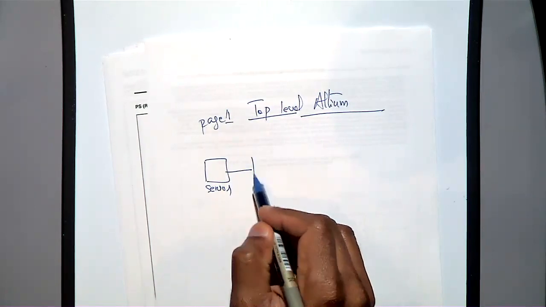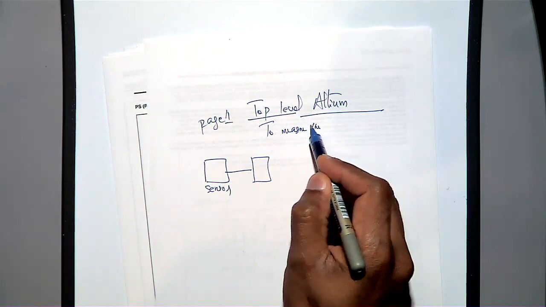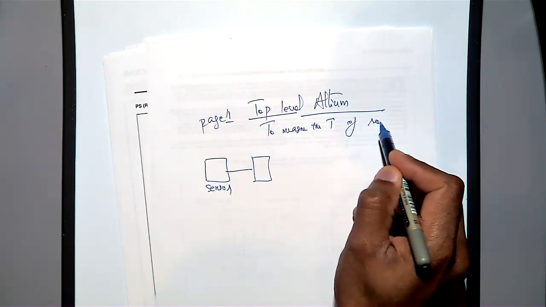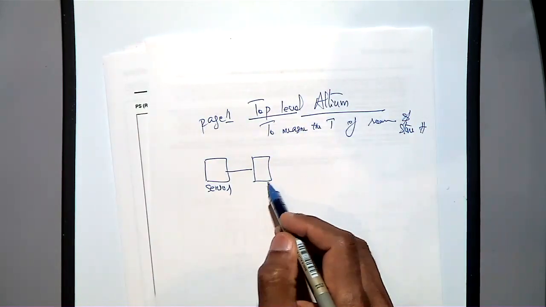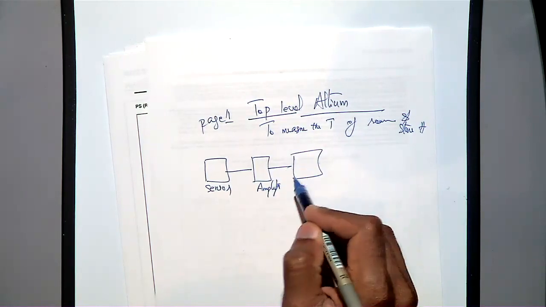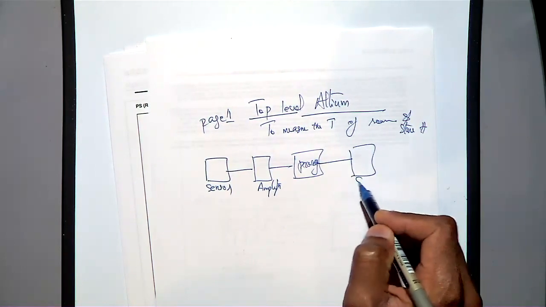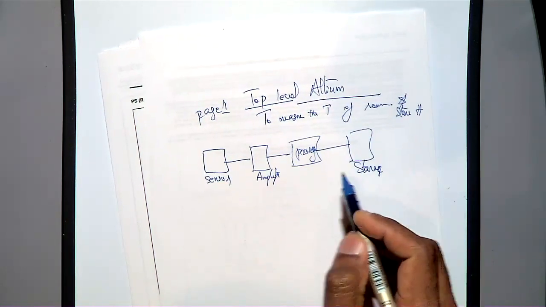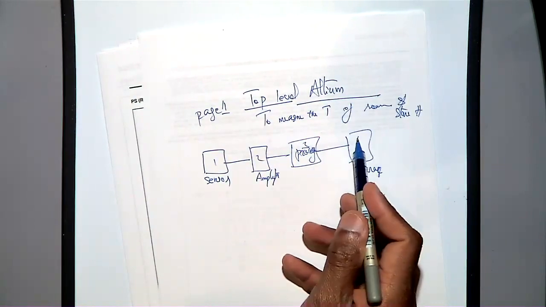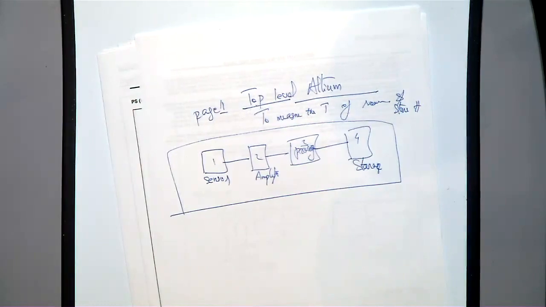On Altium, the top level diagram is the block level diagram. To measure the temperature of the room and storage, you have a sensor, then an amplifier block, then maybe some processing part, then some interface, and then the storage. So here you have 1, 2, 3, 4 blocks. This is the first thing you will see on top.